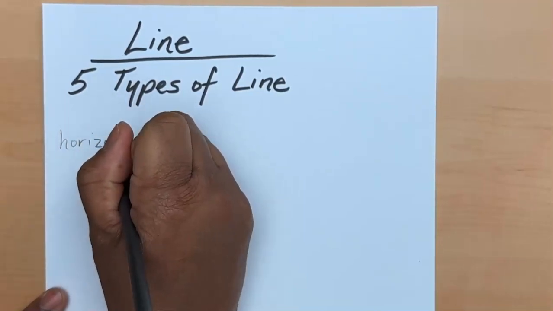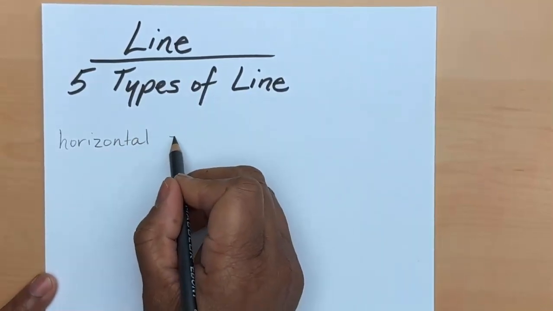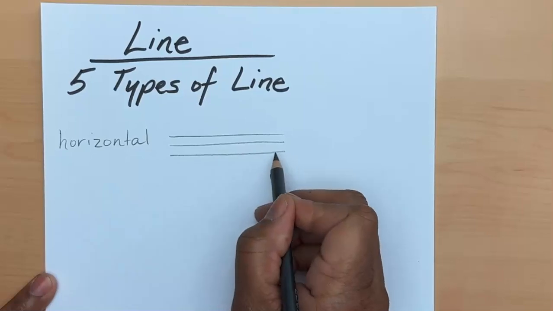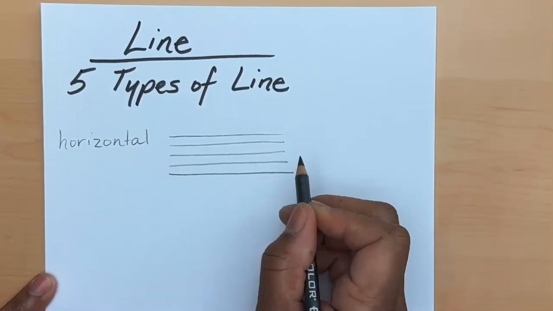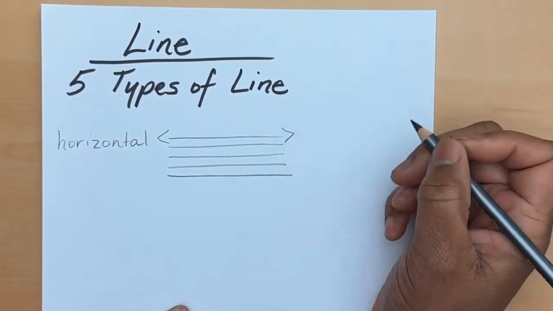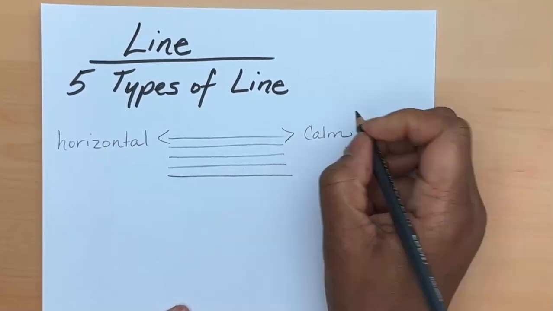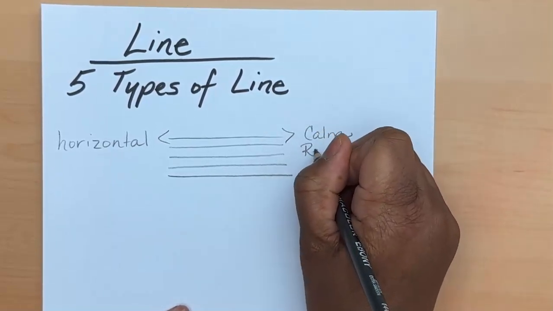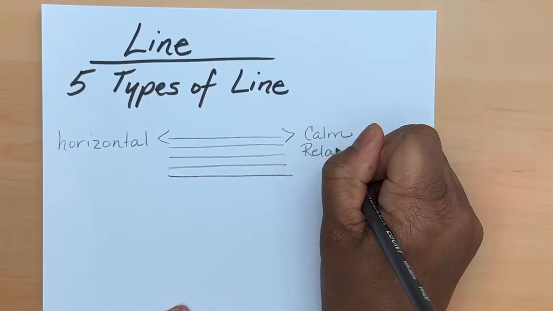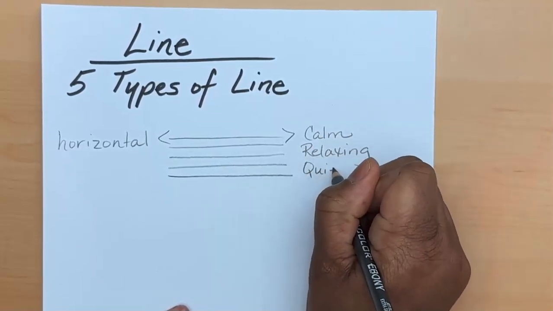horizontal. And horizontal lines are lines that go from side to side, or right to left, left to right. And horizontal lines in an artwork can create a sense or feeling of calmness, relaxation, or quietness.